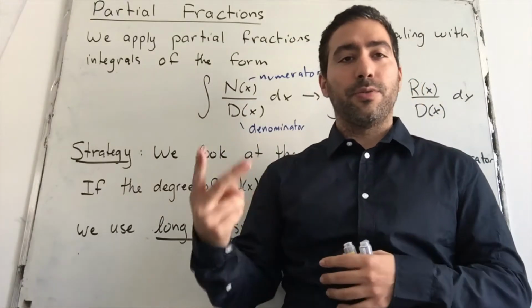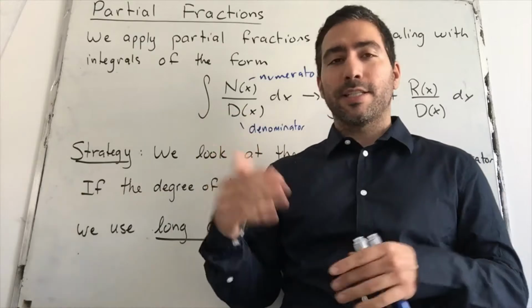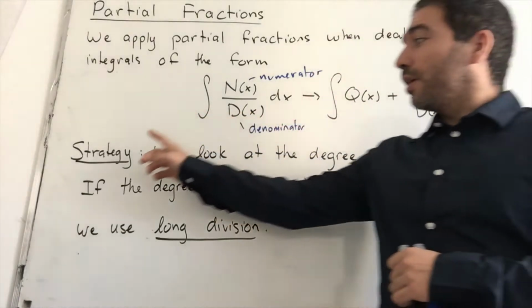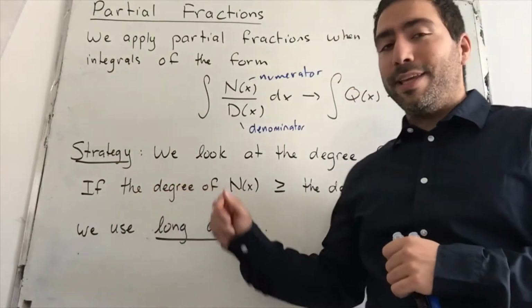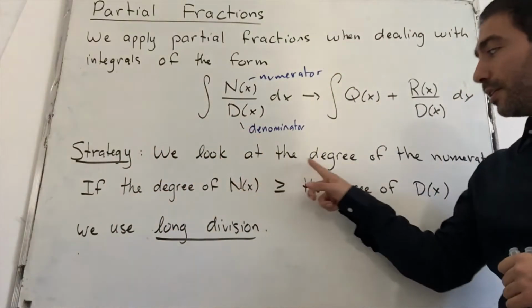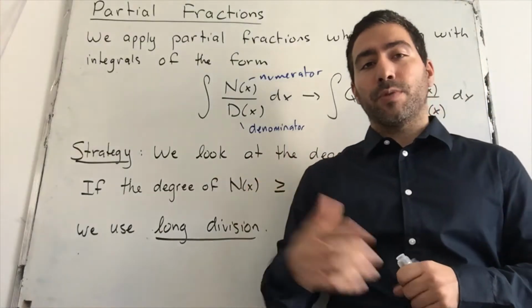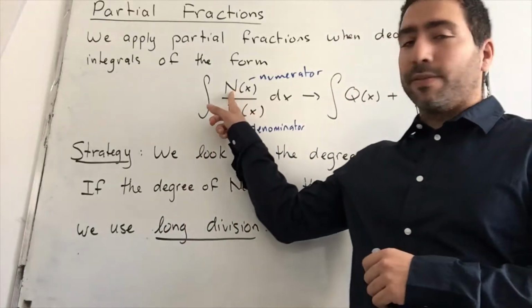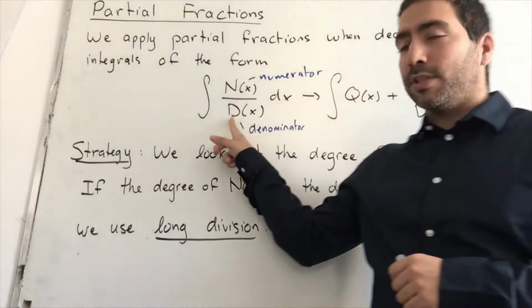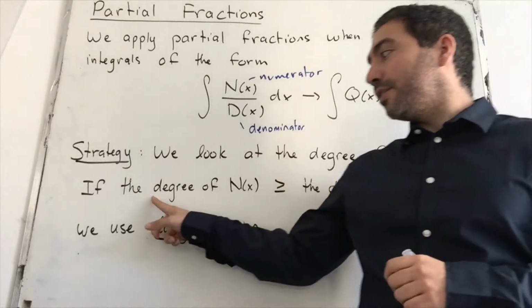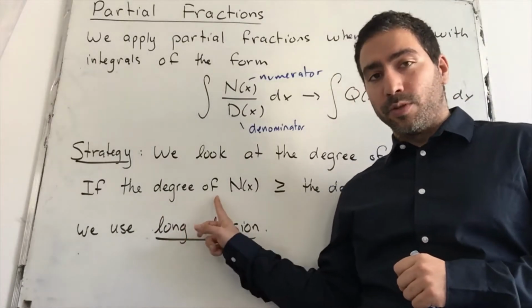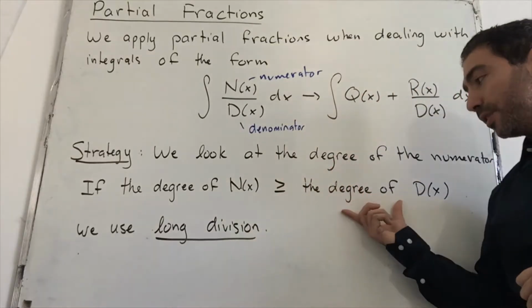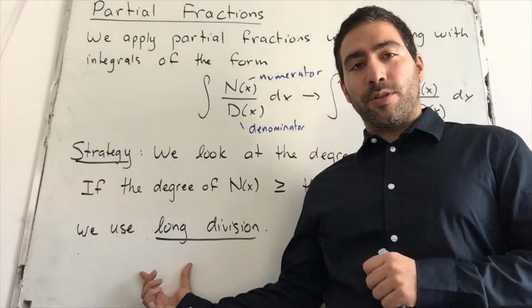Partial fractions breaks up into two cases, and from those two cases, it breaks up into four subcases. So we're going to look at all the cases involved. The strategy is we look at the exponents. When I use the word degree, I'm talking about the highest exponent. You look at the highest exponent of the numerator and the highest exponent of the denominator. If the degree of the numerator is greater than or equal to the degree of the denominator, then we use long division.